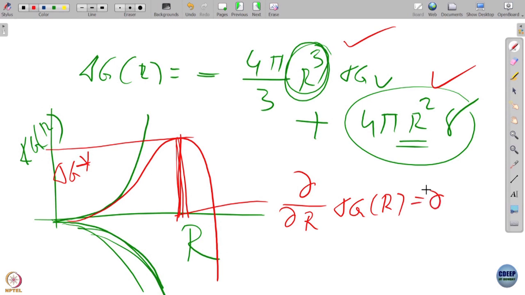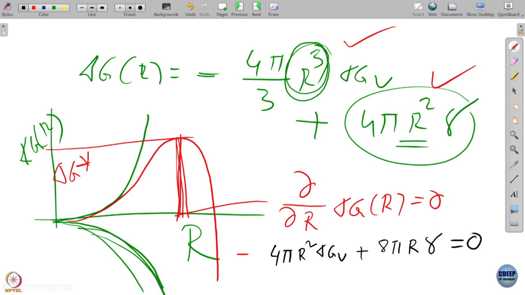And what do I do now? I do this. I was writing a little big, I should write little small. So, when I do that, I get minus 3, 3 cancels this 3 and I get 4, I get minus 4 pi r square delta g v and I get plus 8 pi r gamma equal to 0, right.